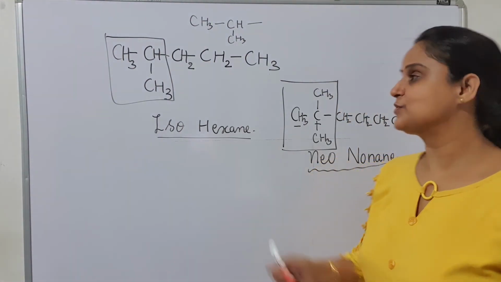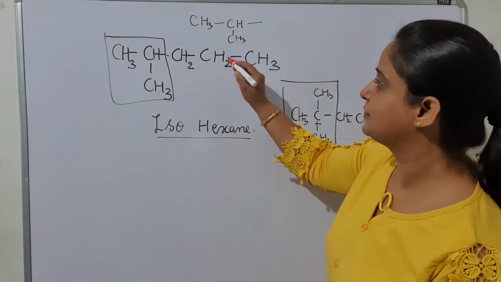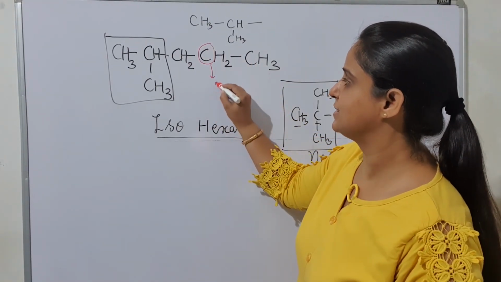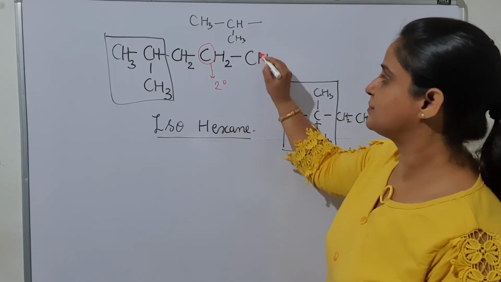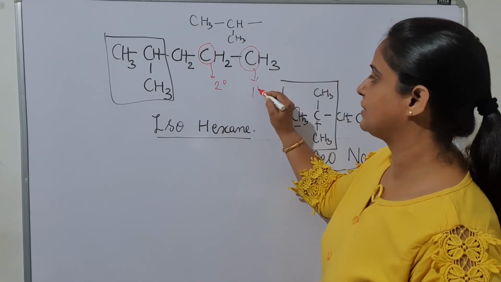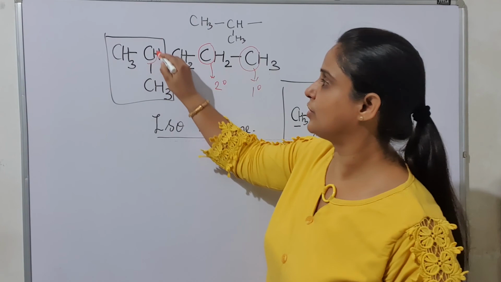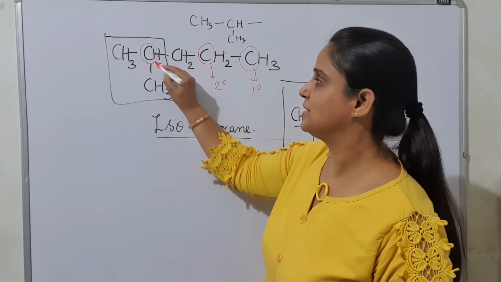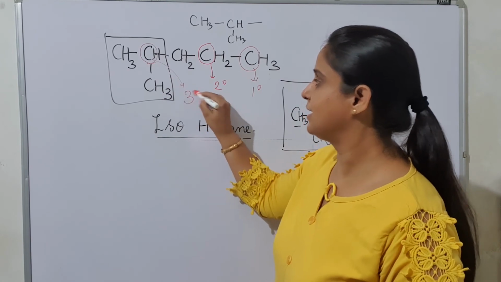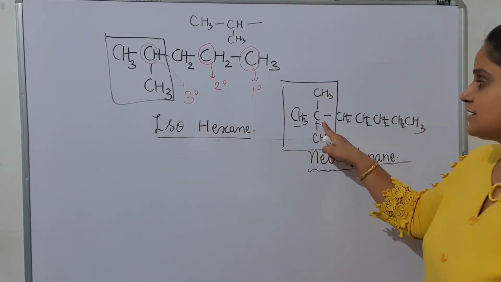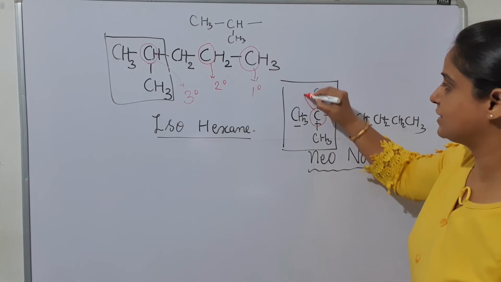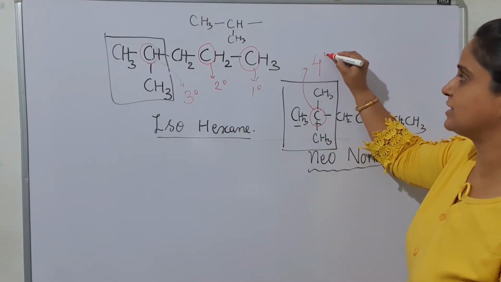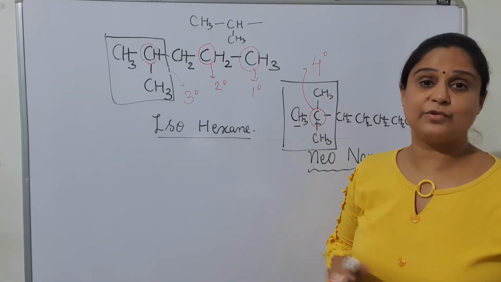Now can you recognize where the secondary carbon atom is here? Look at this. This is secondary carbon. Can you recognize primary carbon? This is primary carbon. Can you see this carbon? What type of carbon is it? It is connected with 1, 2, 3, which means it is tertiary carbon. Can you identify this carbon? What type of carbon is it? 1, 2, 3, 4. It is connected with 4. So it is quaternary carbon or 4-degree carbon.